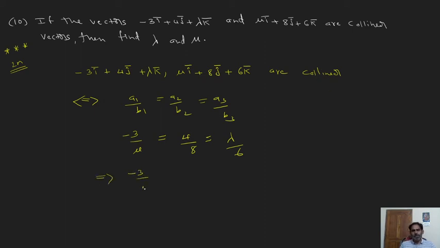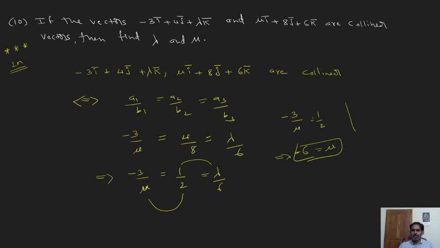Minus 3 by mu, this is 1 by 2, lambda by 6. Equate these two now. This is a known quantity, this is unknown. Mu is the unknown quantity, that's why equate these two. And here lambda is unknown, 1 by 2 known. So equate these two. Known, unknown, known, unknown. So minus 3 by mu equals 1 by 2. By cross multiplication, 2 threes are 6, minus 6 equals mu. So mu equals minus 6.